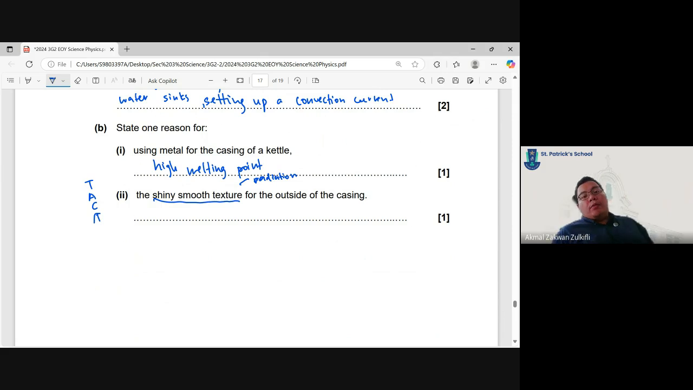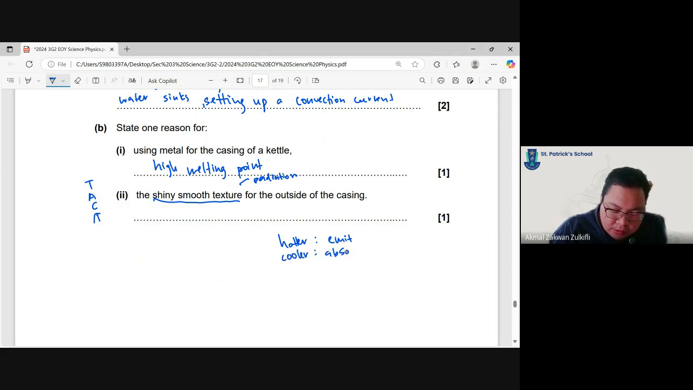Number one, when you talk about radiation, who is hotter? Surroundings hotter, or the kettle is hotter? Kettle is hotter. So if the kettle is hotter, is it emitting or absorbing? If the object is hotter, it emits. If the object is cooler, it absorbs. So we know that it is hotter, so it emits. So it is a poor emitter of thermal radiation.